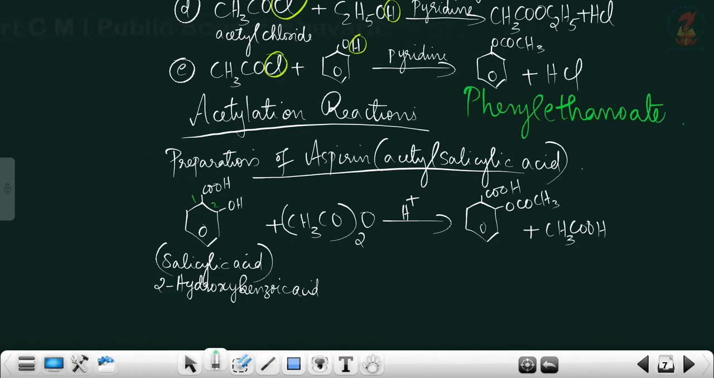For example, I've written the equation here. This is our salicylic acid. Salicylic acid means 2-hydroxybenzoic acid. We have COOH and OH group. So, second position we have the OH group. So, 2-hydroxybenzoic acid plus acetic anhydride. In presence of H plus, the OH bond breaks and hydrogen is replaced by COCH3. So, you can see here OH bond breaks and COCH3 will replace hydrogen. Now, this is our aspirin, or you can call this acetyl salicylic acid, and this is the byproduct acetic acid.